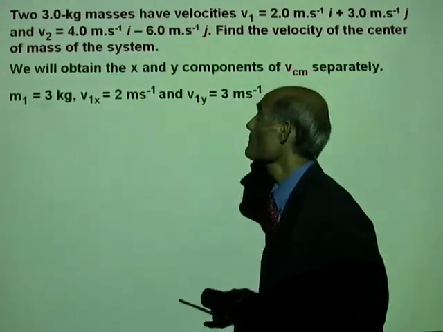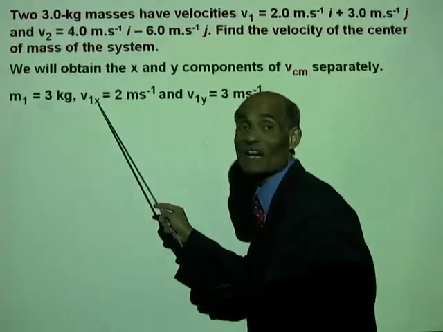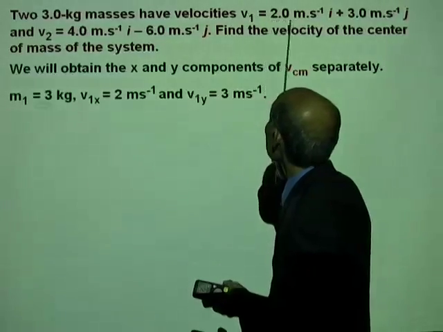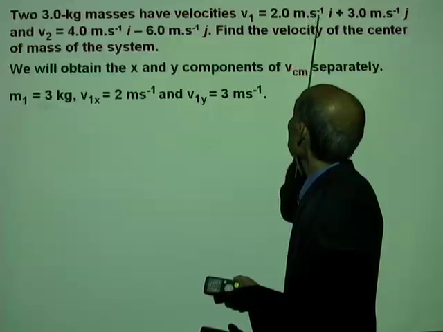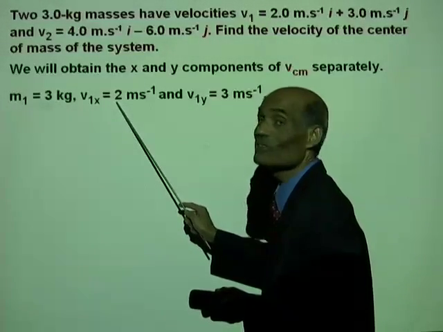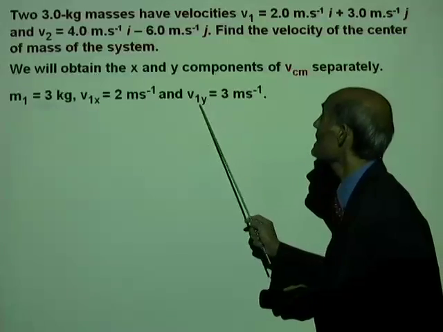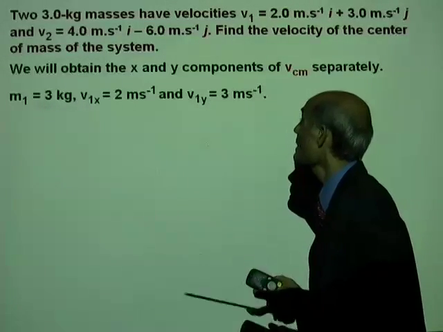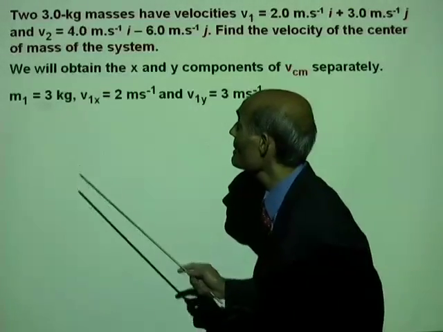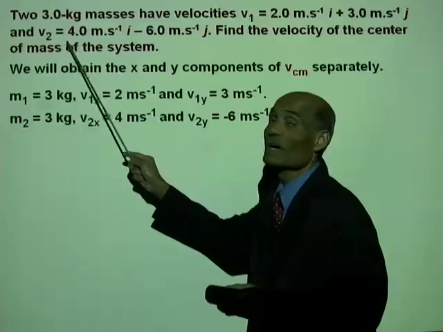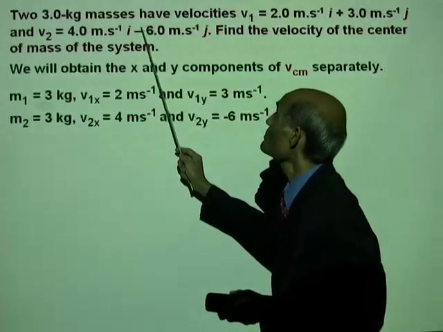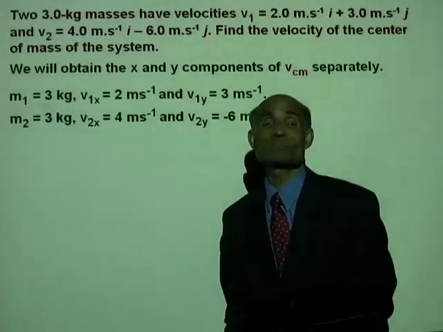Now, m1 equal to 3 kilogram. v1x, the velocity of the first object in the x direction, is 2 meters per second. Is that right? v1 equal to 2 meters per second i. That 2 meters per second is the velocity in the x direction. So that is your v1x. And the 3 meter per second j is the velocity in the y direction. v1y equal to 3 meter per second. I hope you understood how I identified that. Similarly, we have m2 equal to 3 kilogram and v2x. v2x is 4 meter per second. And v2y is negative 6 meter per second.